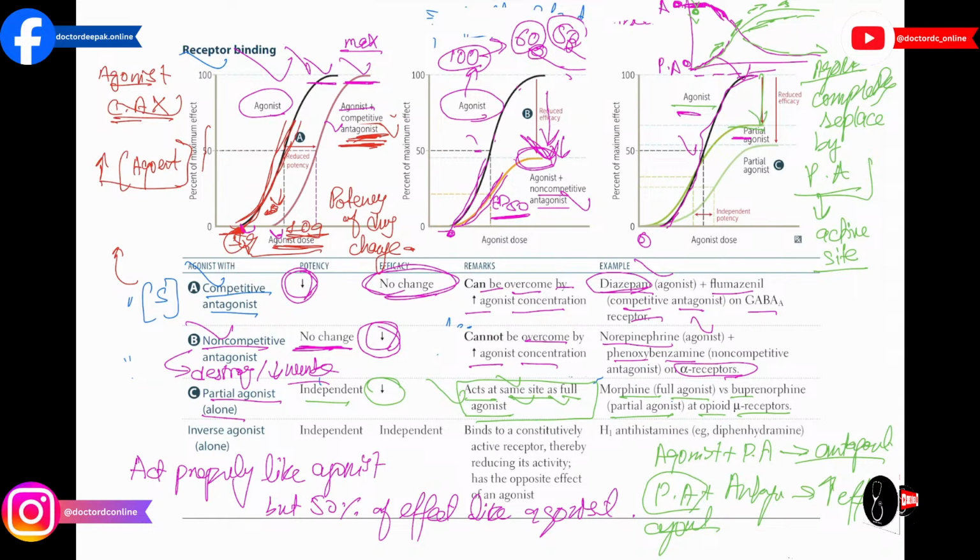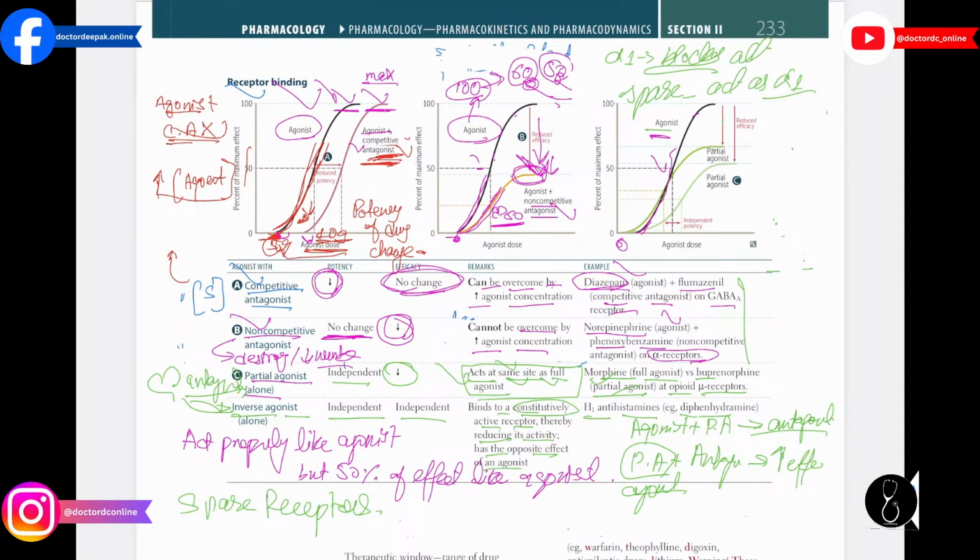The experiment for spare receptors is demonstrated by using a reversible antagonist. It prevents the binding of agonists to a portion of receptors, and a high concentration of agonist still produces the maximum effect. For example, I will make one graph in which I am putting scenarios. This is the first scenario: I am giving the agonist alone, and I am getting the max effect.